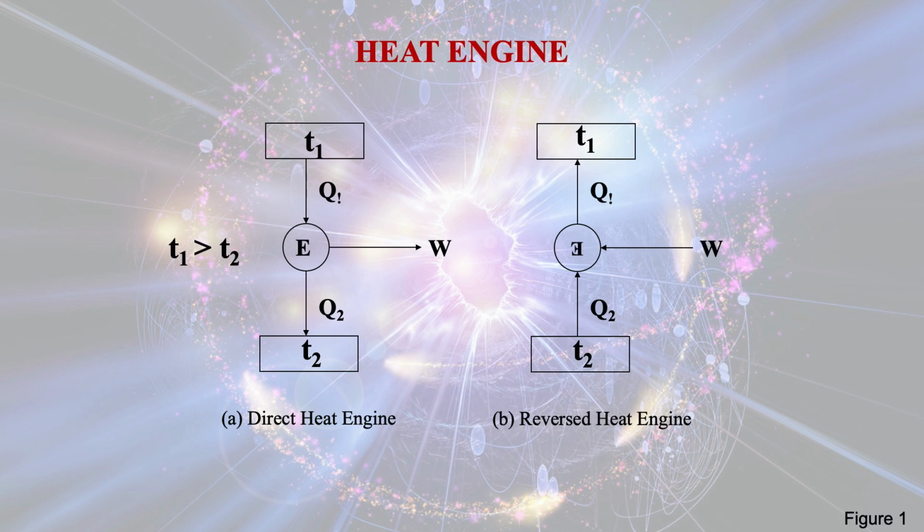Now let us see this diagram. The left one is a direct heat engine, where Q1 is the heat extracted from a source whose temperature is T1. The engine takes the heat, does work W, and the heat Q2 is rejected to the sink. You must remember that the temperature of the source T1 is always greater than the temperature of the sink T2.